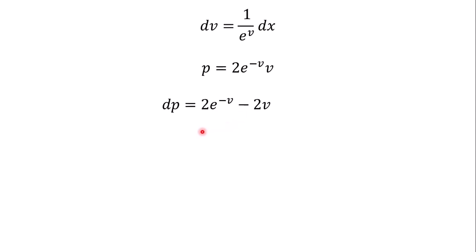Okay, so now let's put it down. dp is equal to 2 multiplied by e raised to the power minus v minus 2v e raised to the power minus v dv. And you know how we got this, and you also know why we got this one also.